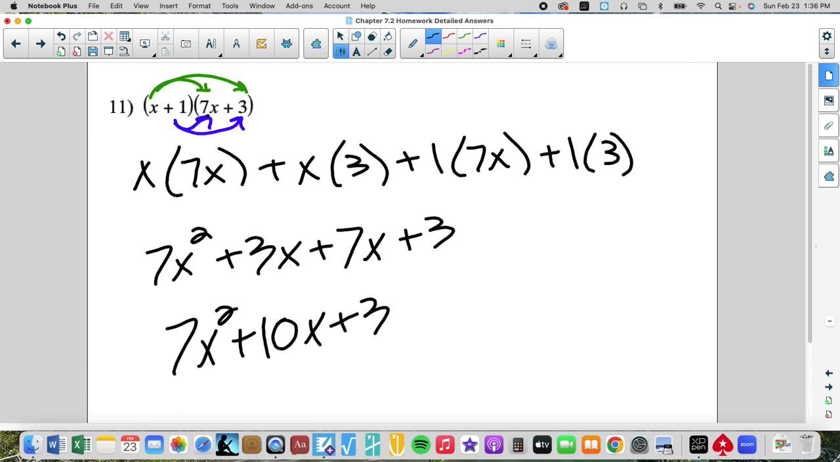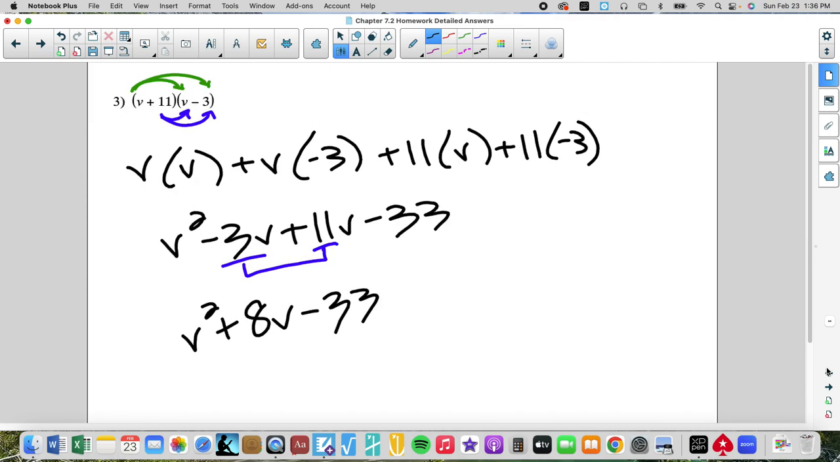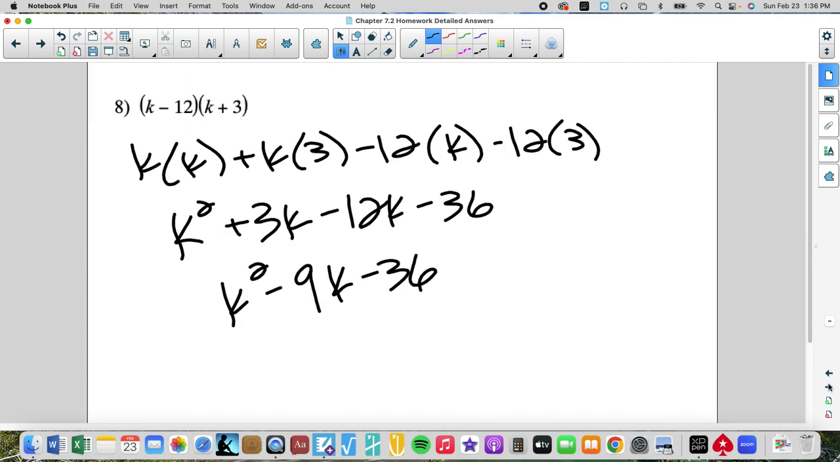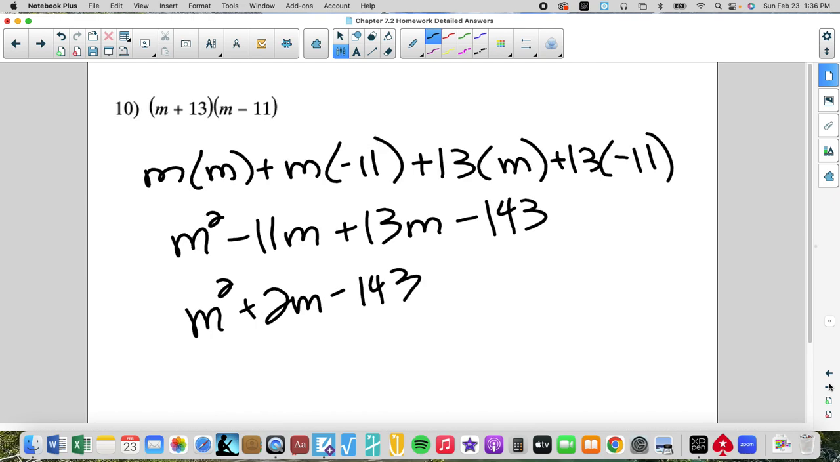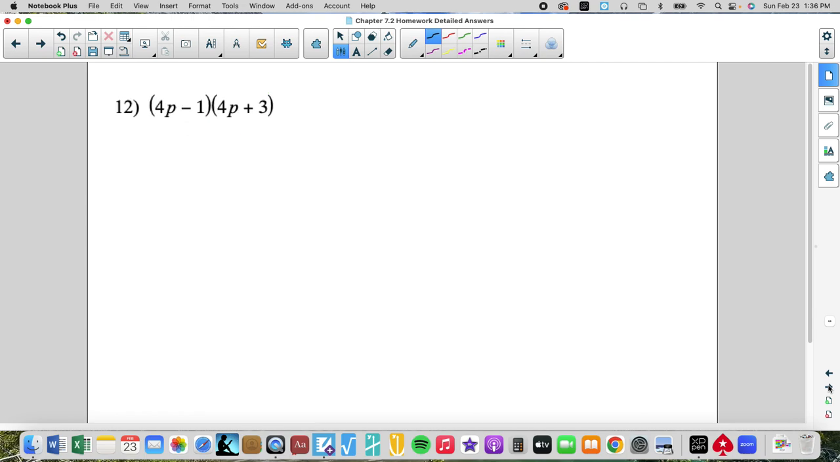So we have a coefficient in front of x squared now. In all of these problems, the coefficient of our squared variable, our first term, was 1 all the time. So once the first term in the binomial is greater than 1, we're going to have a value in there.